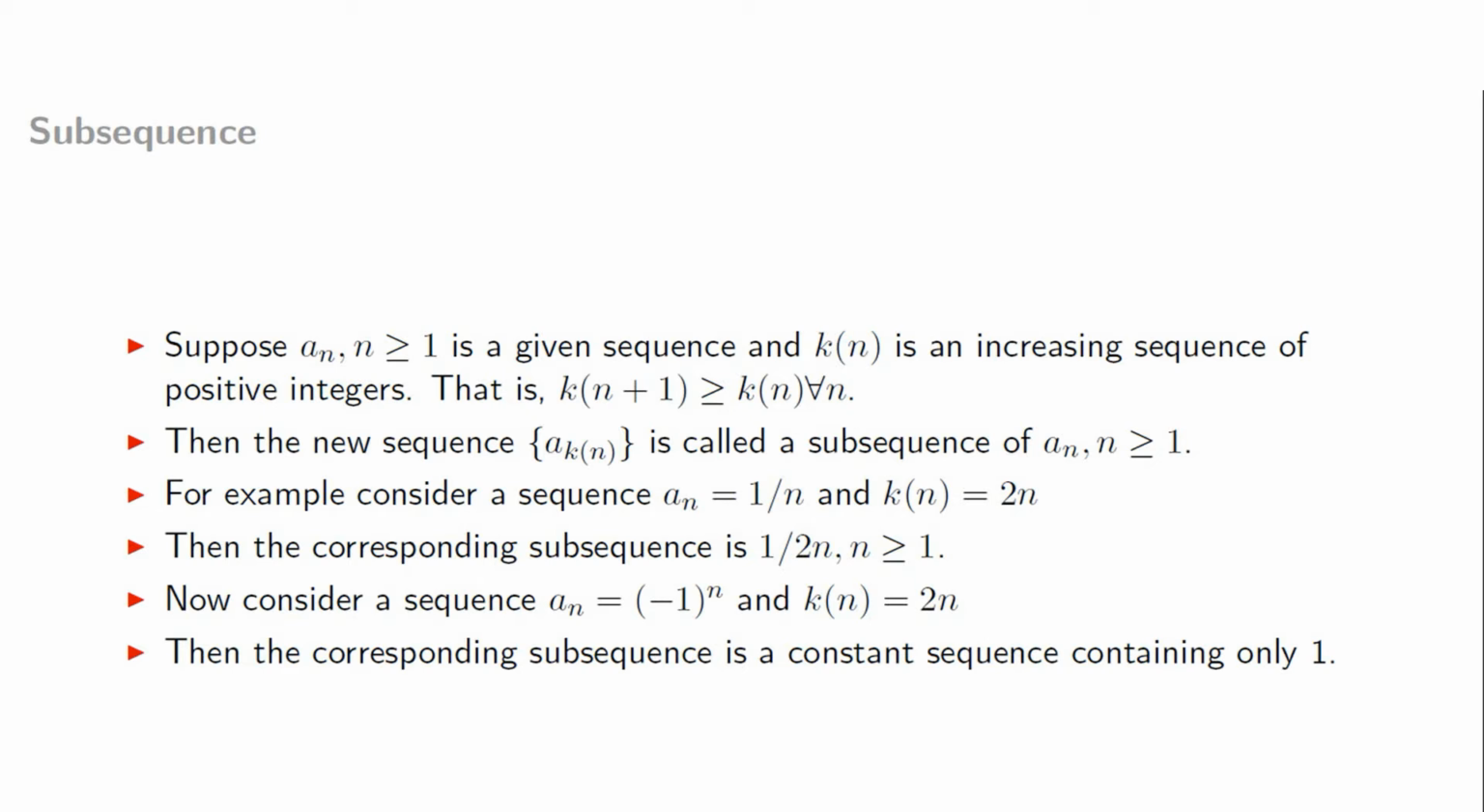Now, if we consider another sequence minus 1 to the power n and take k_n as twice n, then the corresponding subsequence is a constant sequence containing only 1. In a similar way, if we take k_n as twice n plus 1, in this case we get another constant sequence which contains only minus 1.